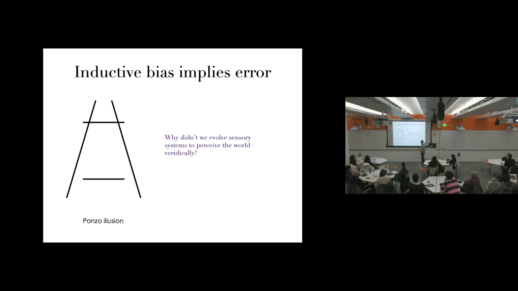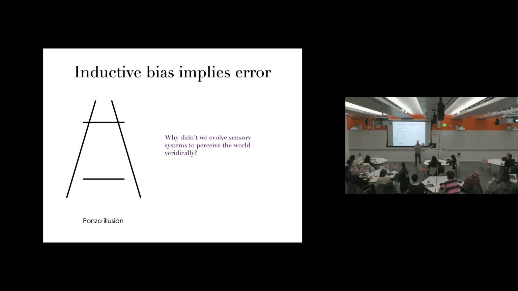So another example that I like to motivate this is the Ponzo illusion. So why is it that we see this line as longer than this line, even though they're actually the same length? And I think to answer this question, we have to pop out of thinking about visual illusions as errors, full stop, and think about what is actually the computational problem being solved by our visual system here, right?